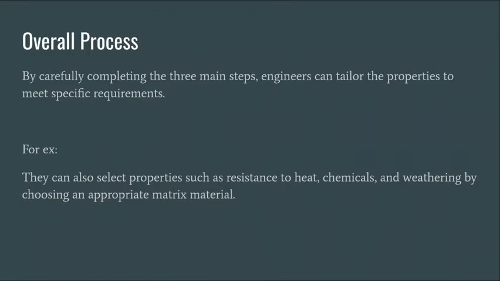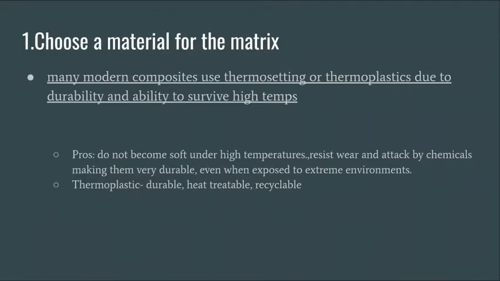So, the first step to this process is really choosing a material for the matrix first. Many modern composites use thermoplastics or thermosetting plastics due to their durability and ability to survive high temps. So we already talked about thermoplastic composites. A lot of engineers will use those thermoplastic materials as the matrix. And they're good. I just put those pros underneath. You do not need to write those in your notes.